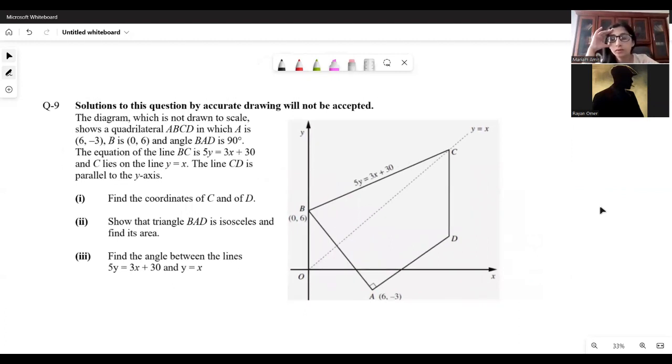So, which parts did you find difficult? Were you able to find the coordinates of C and D, या नहीं? Miss, I was.